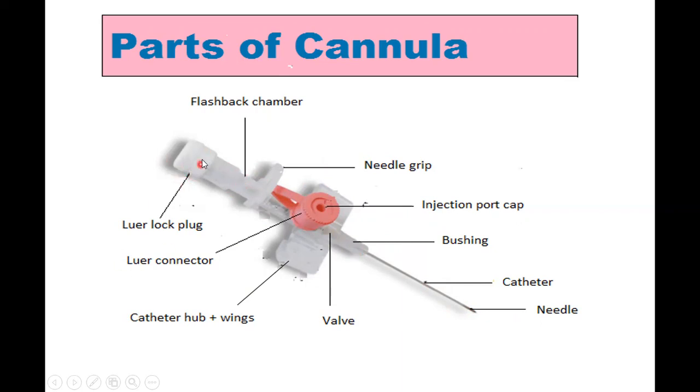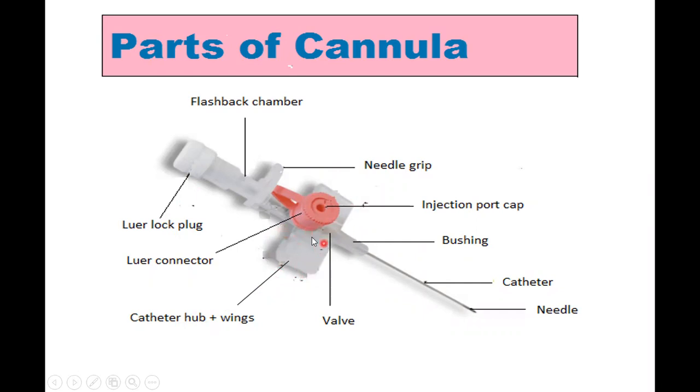Then this is the Luer lock plug, the stopper, as we also call it sometimes, the stopper or Luer lock plug. Then we have the Luer lock connector right there. Then we have the catheter hub plus the wings, these that can fan out. Then we put strapping there, or adhesive strapping. They're referred to as catheter wings.